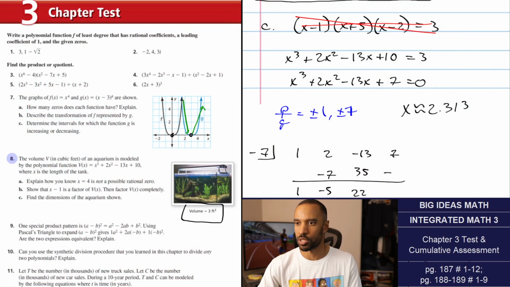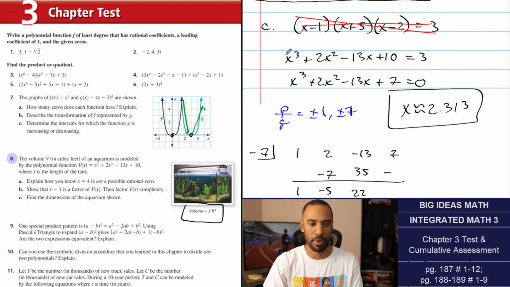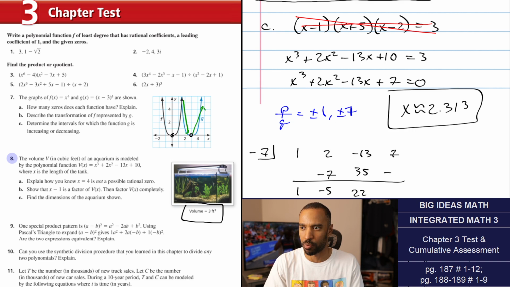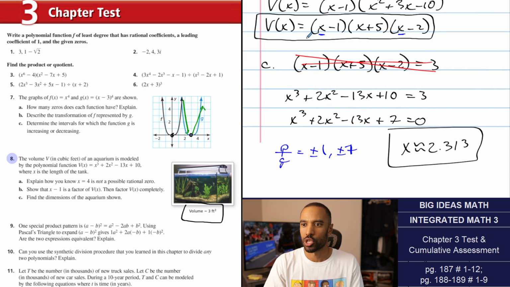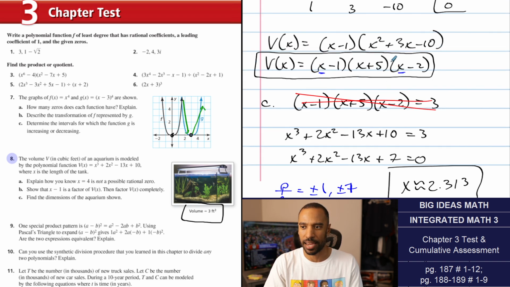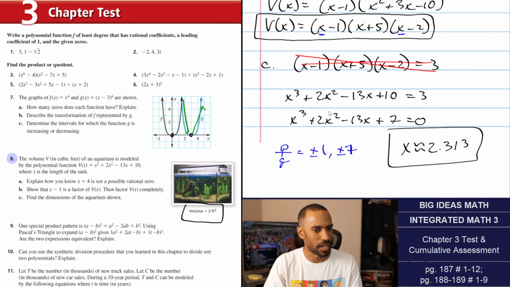That is our solution, not our solution to the whole thing. We got to find all the dimensions of this, I think. Yeah, find the dimensions of the aquarium shown. So let's go ahead. I don't know where our expressions are for the aquarium. That's the only problem. Oh, the x minus 1, x minus 2. Okay, so our volume is this, this, and that. Now, I don't know which one's representing what.